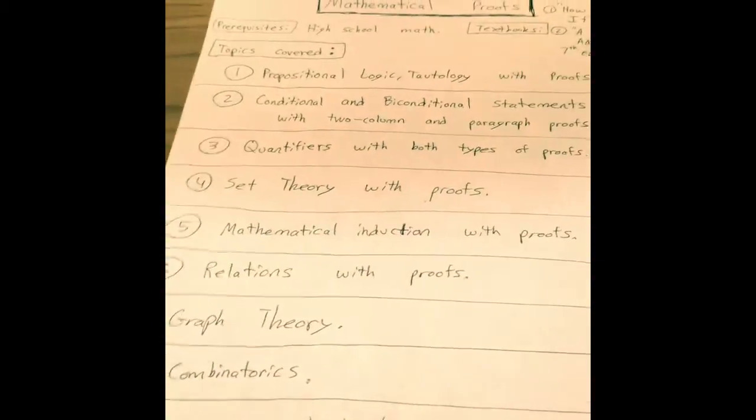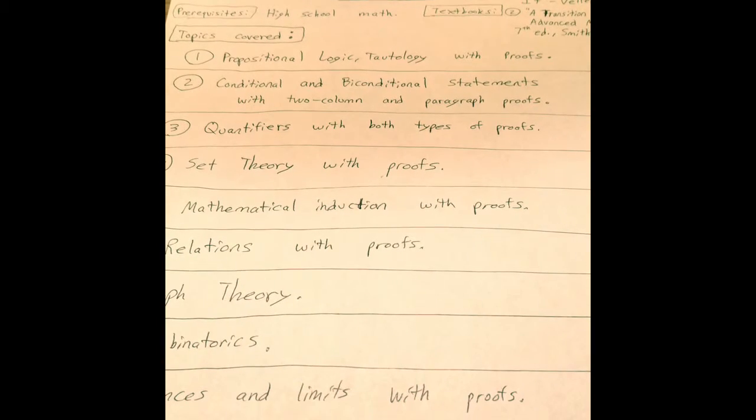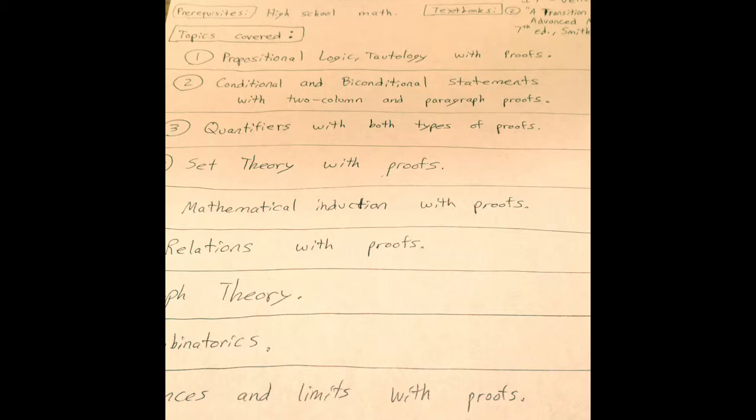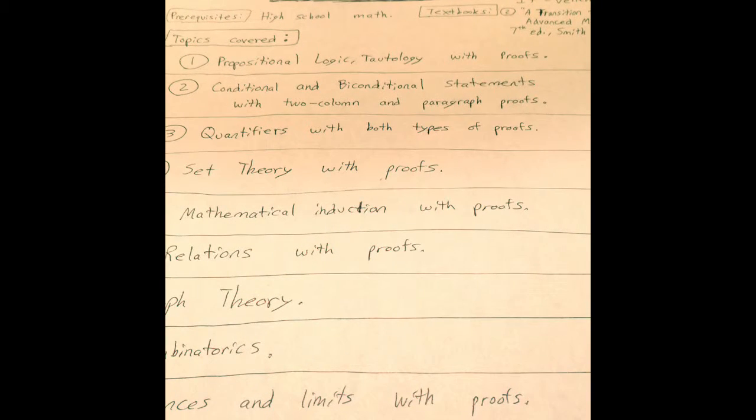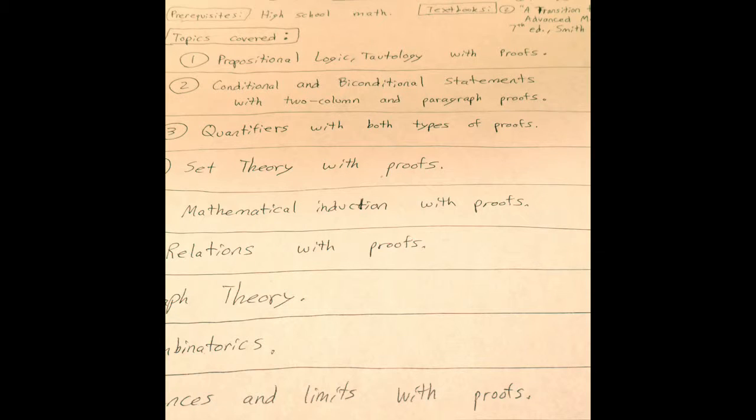So let's get into the syllabus. First, we start off with propositional logic and tautology. So this is kind of recognizing what a mathematical statement is and how we can negate that statement. And then we'll go into conditional and biconditional statements, which are a very important backbone of proofs, and we'll introduce two types of proofs, the two-column introductory proofs, and then the more advanced paragraph proofs.